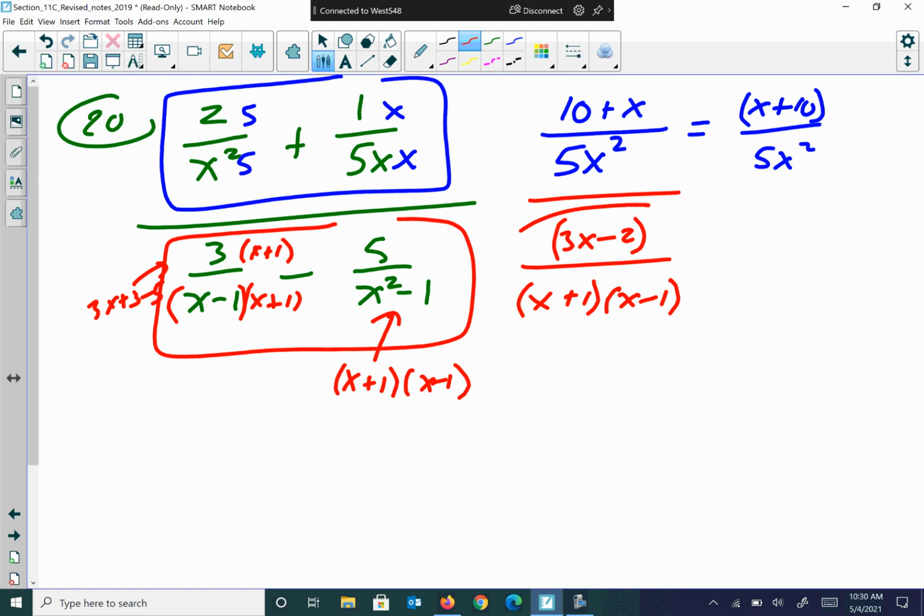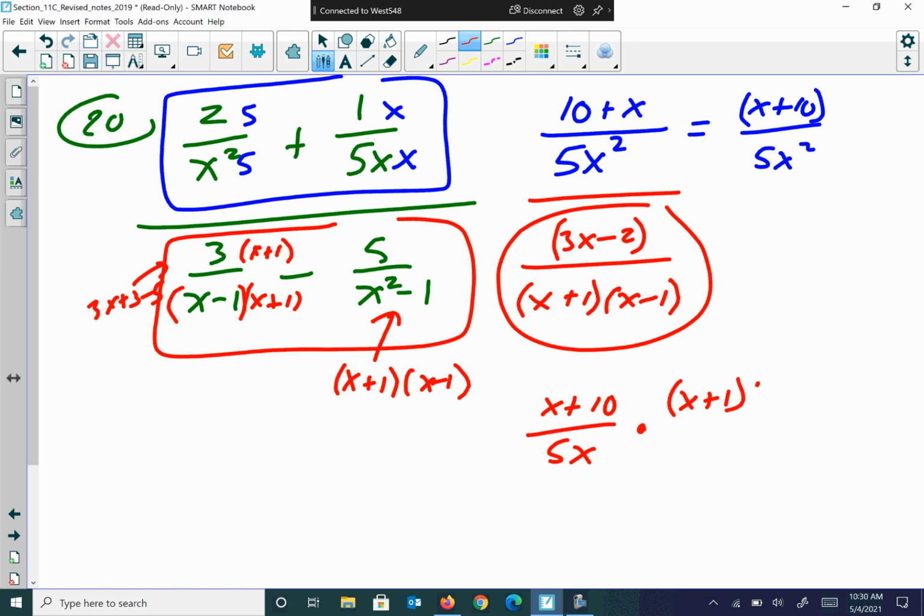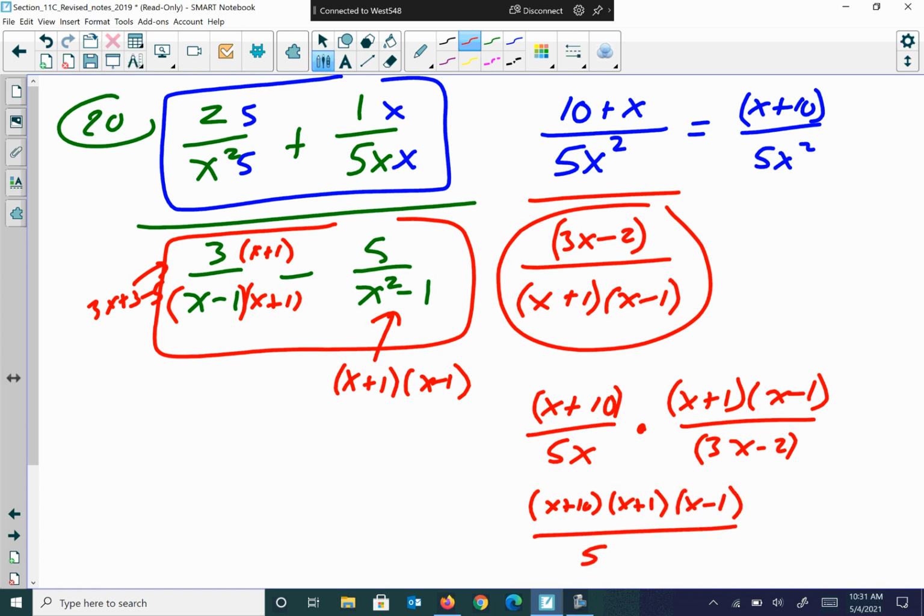So I'm going to take the reciprocal of this. So I have x plus 10 over 5x squared times x plus 1, x minus 1 over 3x minus 2. That won't factor, so that's in parentheses. So my entire answer, because we're multiplying, will be x plus 10, x plus 1, x minus 1 over 5x, 3x minus 2. And notice I'm not multiplying anything over. I'm just leaving it as is.